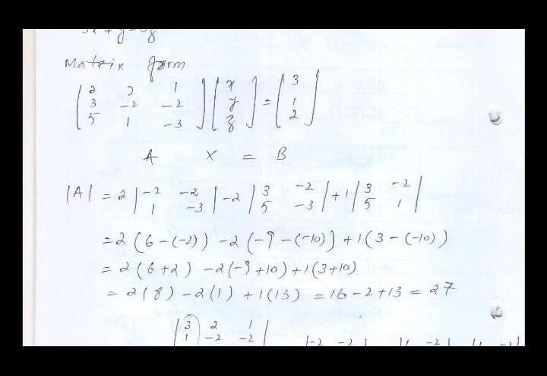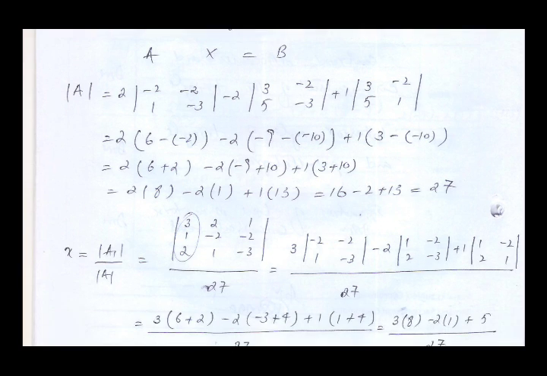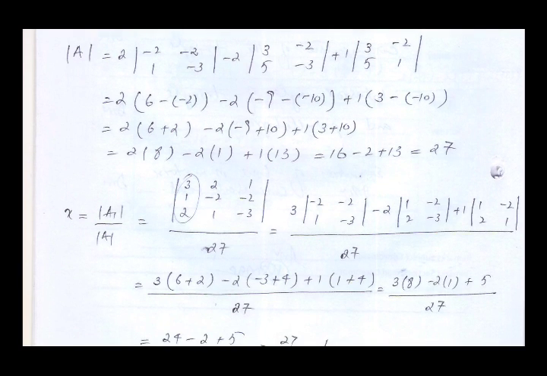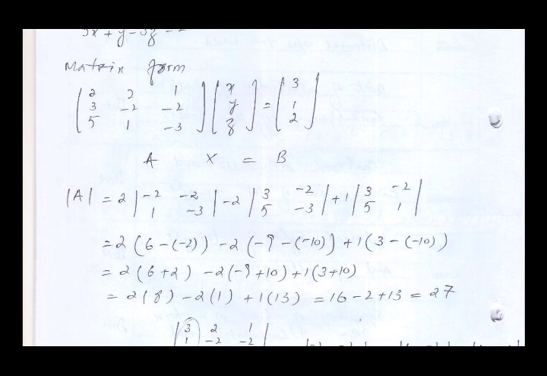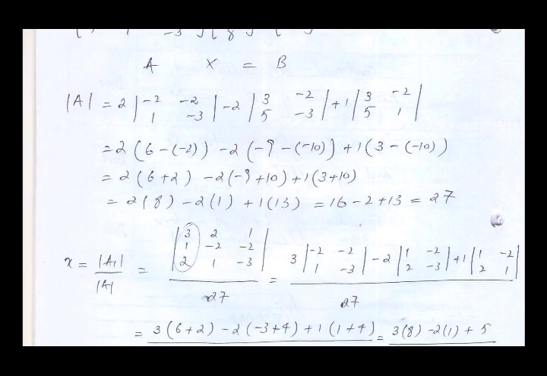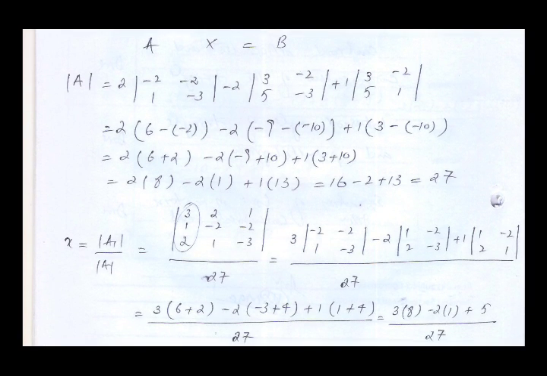Determinant of A. We find its determinant, expanded by row 1. The 3 elements are 2, 2 and 1, with signs plus 2, minus 2 and plus 1. And then we cross multiply each determinant. Next, to find the value of x, we replace column 1 with the values of B, then find its determinant and divide by the determinant of A.